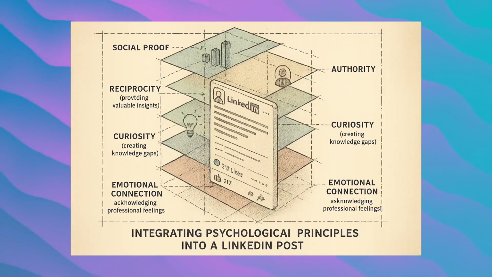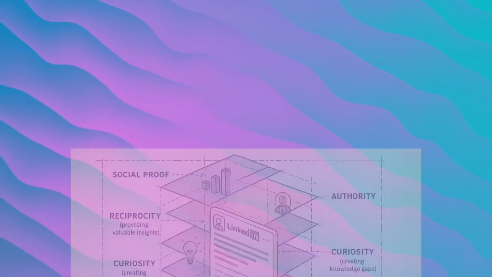Advanced content psychology applications. Here's where content engineering gets really sophisticated. Understanding how to layer multiple psychological principles into single pieces of content. Great LinkedIn content might use social proof, sharing results others have achieved, authority, demonstrating expertise, reciprocity, providing valuable insights, and curiosity, creating knowledge gaps, all in the same post. The key is that these elements should feel natural and integrated, not forced or manipulative. When psychological principles are applied authentically, they enhance the value of good content rather than compensating for lack of substance.